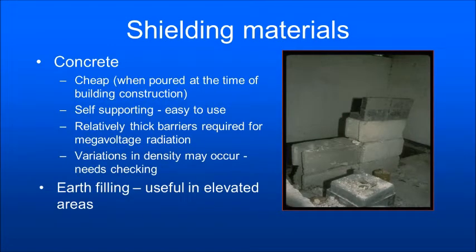Concrete is another shielding material that's very commonly used. It's relatively cheaper and it's self-supporting, easy to use. You can make very thick barriers for megavoltage photon radiation with concrete. Variation in density could occur. If you don't mix the concrete properly, the density could be very different. One needs to keep checking this. There could be voids in the building, which could also create a problem as far as attenuation is concerned. The other one is earth filling. You can just use earth. It is quite useful in elevated areas, but people don't really depend on earth filling nowadays.